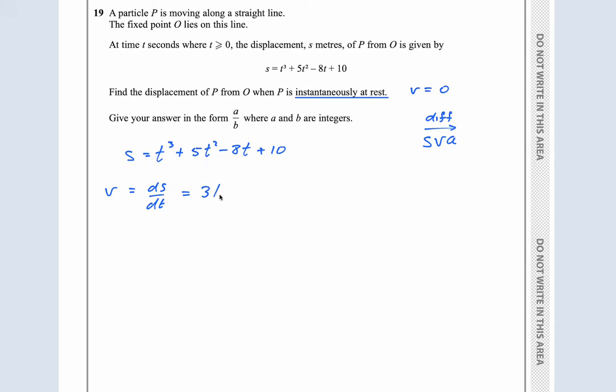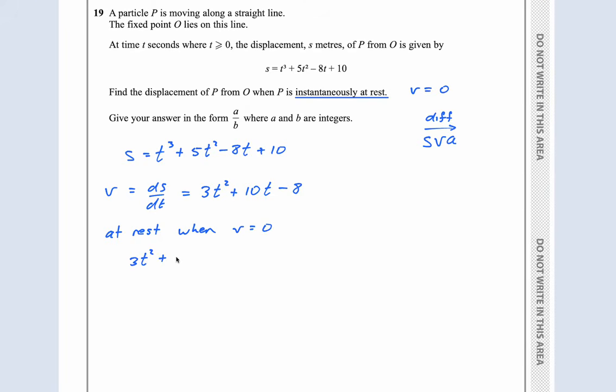I get 3t squared. Multiply by the power, subtract 1 from the power. 10t, multiply by the power, subtract 1 from the power, minus 8. This one the t disappears, and this one the 10 disappears. So this is the velocity. Now we're trying to find the displacement when the velocity is at rest. So I need to actually solve when is this at rest, when v equals 0.